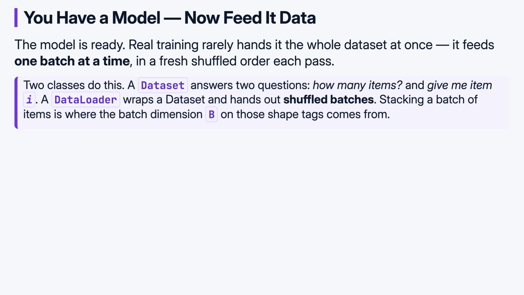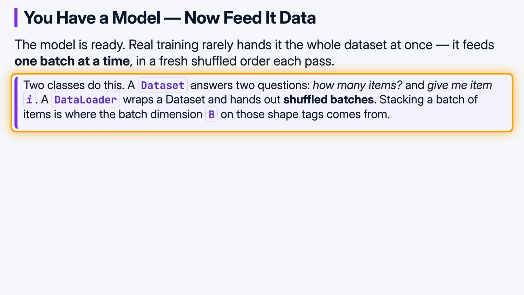Your model is ready. Real training rarely hands it the whole dataset at once. It feeds one batch at a time, and the order is shuffled each pass. Two classes do this. A dataset answers two questions. How many items, and give me item I. A DataLoader wraps it and hands out shuffled batches. Stacking a batch is where the batch dimension B comes from.